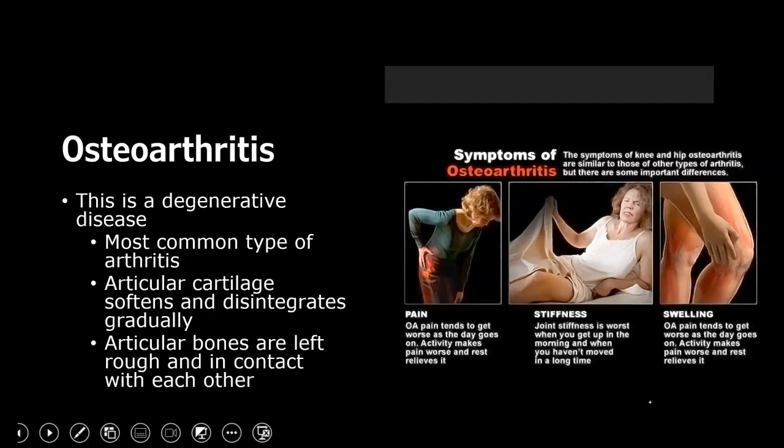With the osteoarthritis, this is going to be a degenerative disease. It's the most common type of arthritis. Usually it's going to be found in older people or people as they age. It's found at the articular cartilage of bones. So remember, that's going to be the ends of the bones that articulate with each other. It actually starts to soften and disintegrate gradually. So it breaks down and becomes where the ends of the bones actually start to grind against each other. And so it's going to make them rough, and it's going to hurt really bad with that.